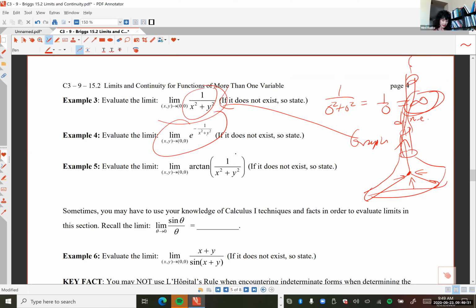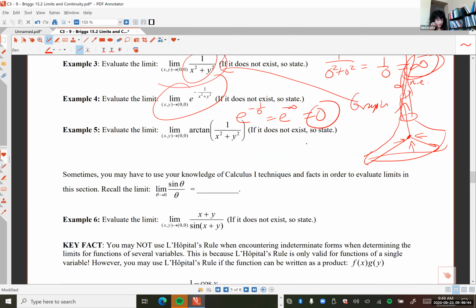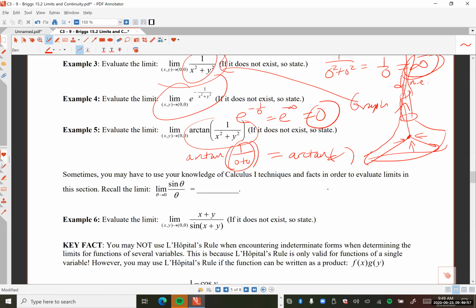Okay, how about this one? This is e to the negative 1 over 0, but that's e to the negative infinity, which is? 0. Very good. And that's the answer for example 4. Okay, here we have an arctan, and so if we use direct substitution, we have arctan of what? What's 1 over 0? Infinity. Yeah, which then is what's the arctan of infinity? Pi halves. You're done. That's the answer to example 5.